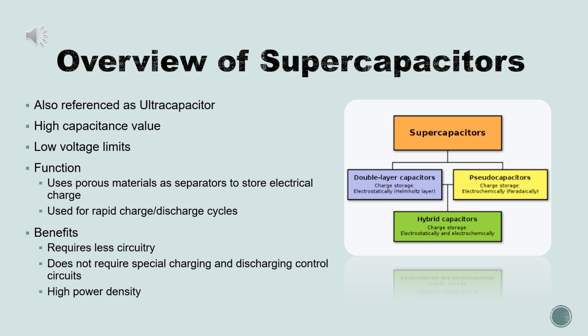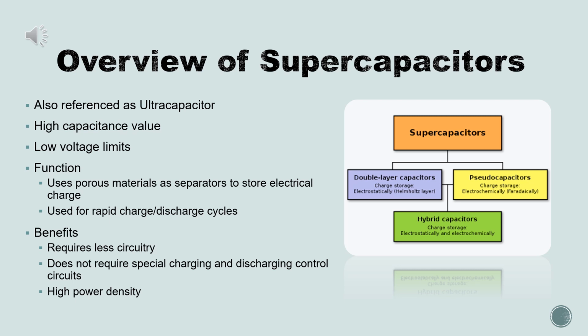It's also referenced as an ultracapacitor. Some characterizations are a high capacitance value and low voltage limits. Functions are utilizing porous materials as separators to store electrical charge, which is different compared to regular capacitors, and it is also used for rapid charge and discharge cycles. Some benefits include requiring less circuitry, not requiring special charging and discharging control circuits, and also having a high power density. Further in this presentation, we'll go over some more benefits, but for now we won't.